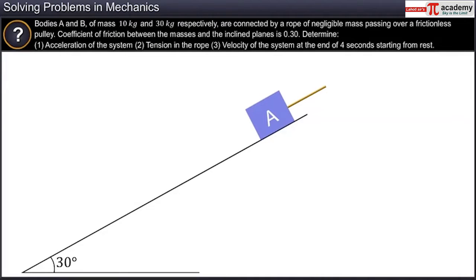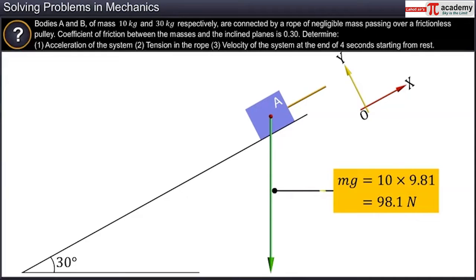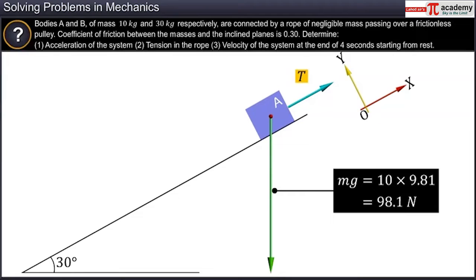Next, we choose a convenient coordinate system, XY, such that X is parallel to the inclined plane and Y is perpendicular to it. We choose X parallel to the plane, as body A is likely to move along the plane. This will make the application of Newton's laws of motion easier. Then, we denote the forces on body A, which are its weight, mg, or 98.1 newtons, and tension in the rope T, which is unknown.